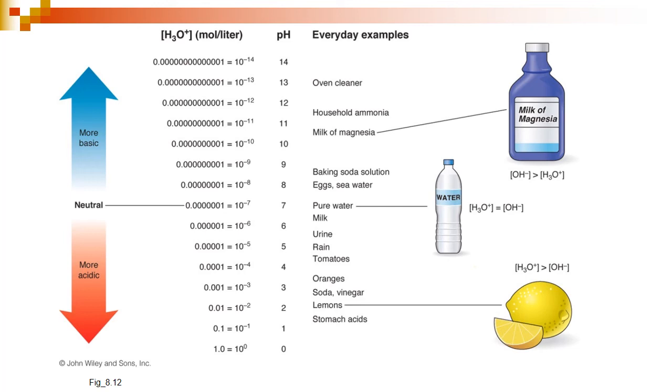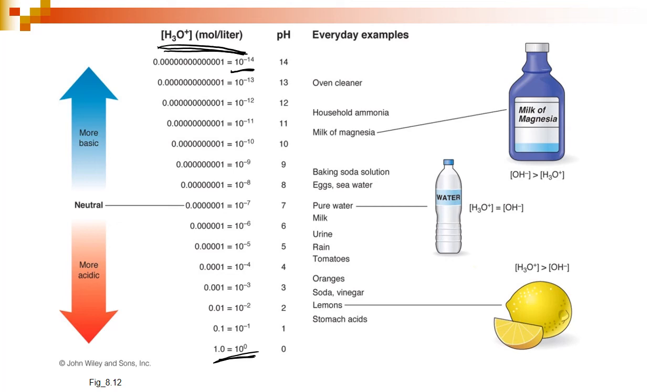So what are some common examples? This slide, there's a lot going on. The first thing it does is it gives you the hydronium concentration. So down here at the bottom, this is really, really concentrated. There's a lot of hydronium. Looking at the molarity, the moles per liter, at the very top, at 10 to the negative 14, that means there is not much H plus at all in that solution. Then we have the pH.